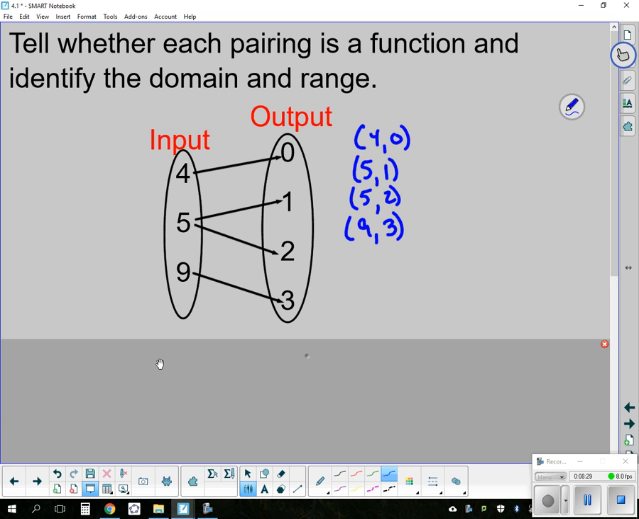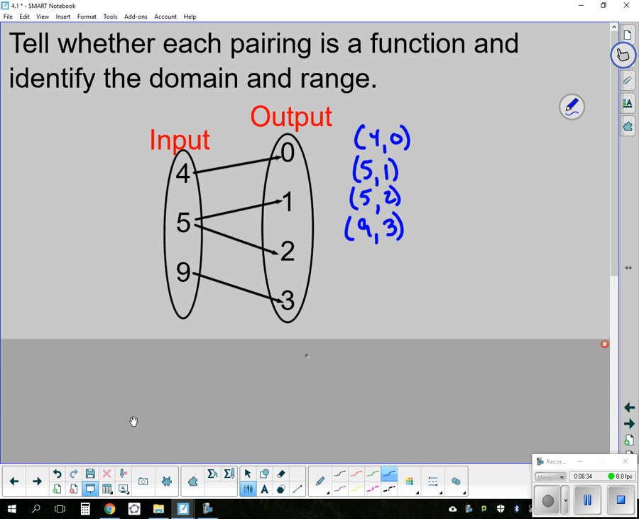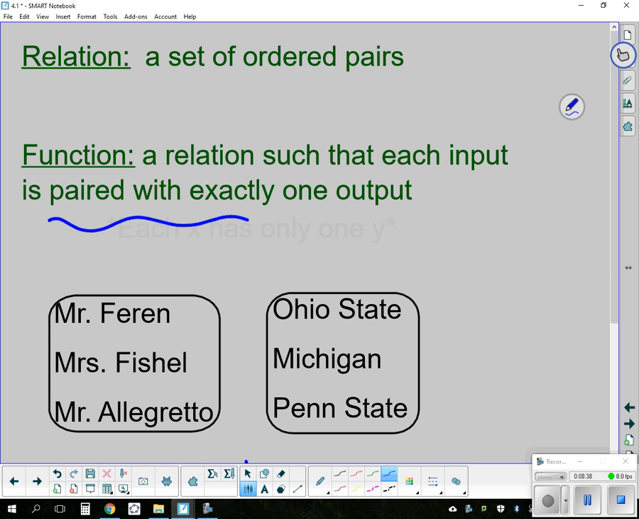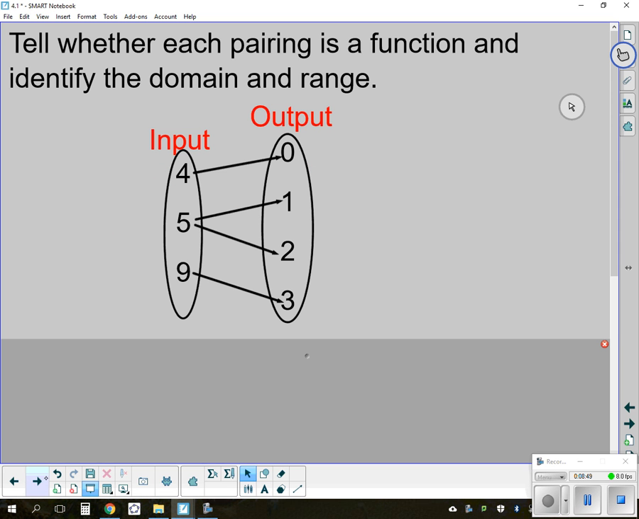It really doesn't matter what version they give you, whether they give it to you in a chart, a table, a mapping, ordered pairs. The same definition is applying to all of it. Each x can only have one y to be a function. Okay, so is this a function? No, it is not a function. Why not? Because this x has two separate y's.